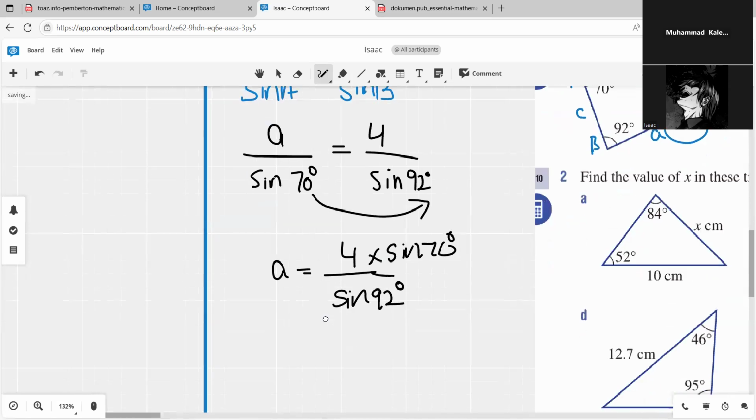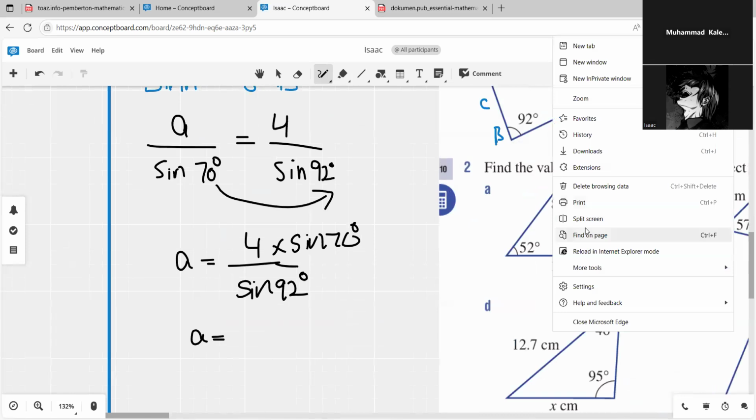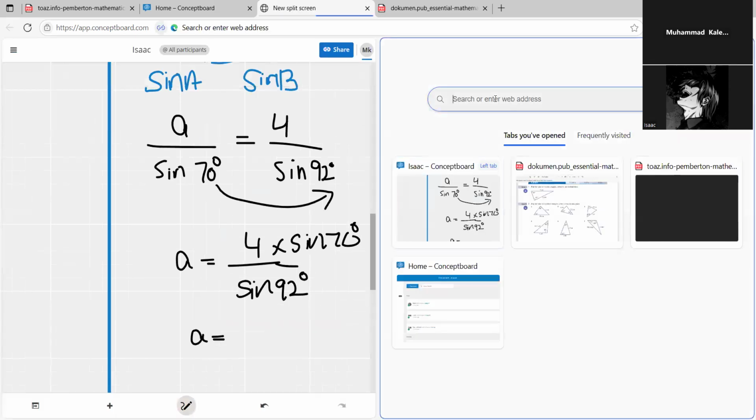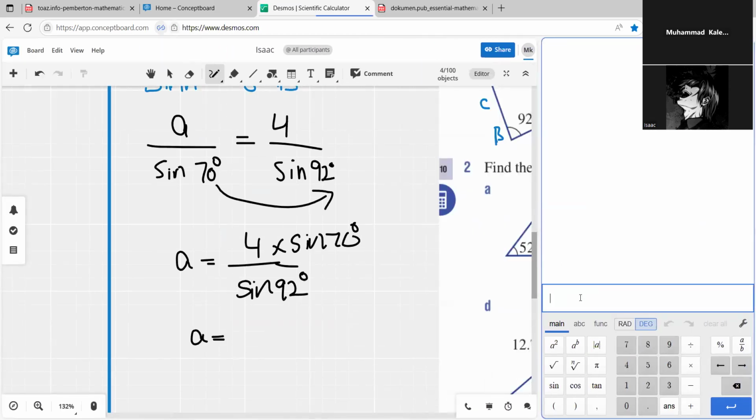Are you getting it? Yeah. Now you just need to use the calculator and let's find out how much. You can directly write all these things in the calculator. So you get the answer: 4 times sine 70 degrees, and in the denominator we have sine 92 degrees. And make sure that your calculator is in degrees, not in radians. Here you can see my calculator is in degrees.